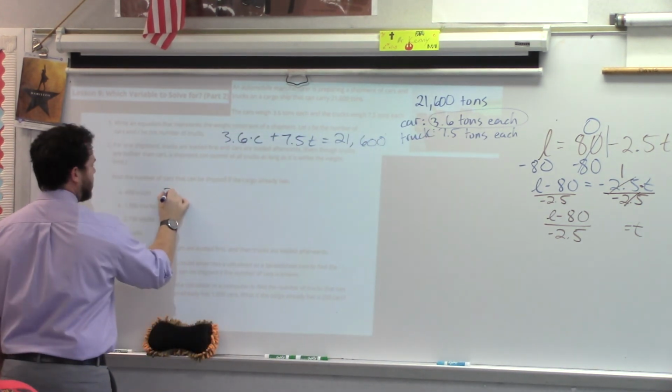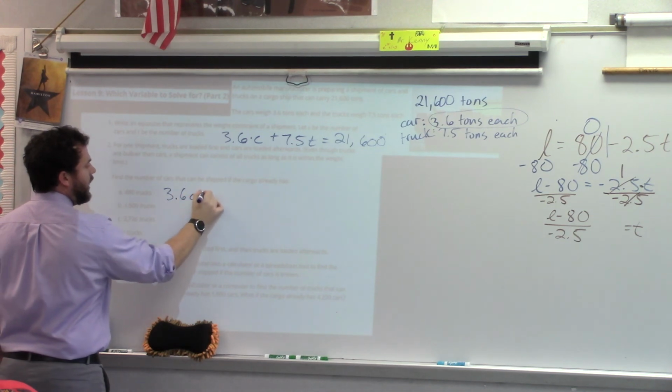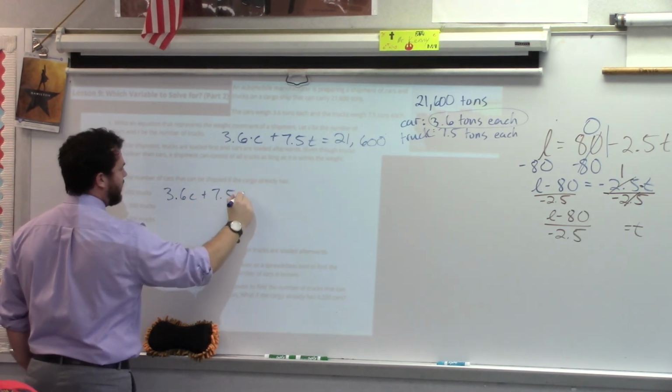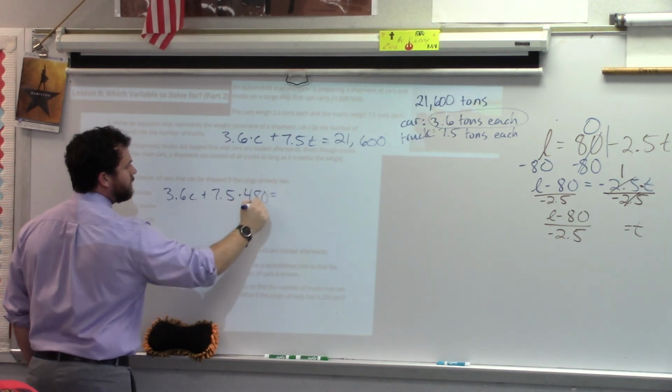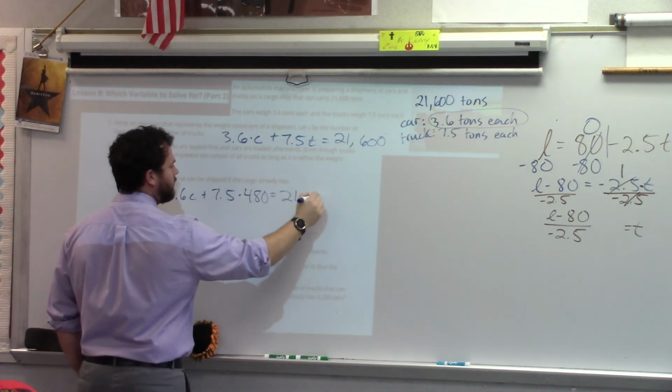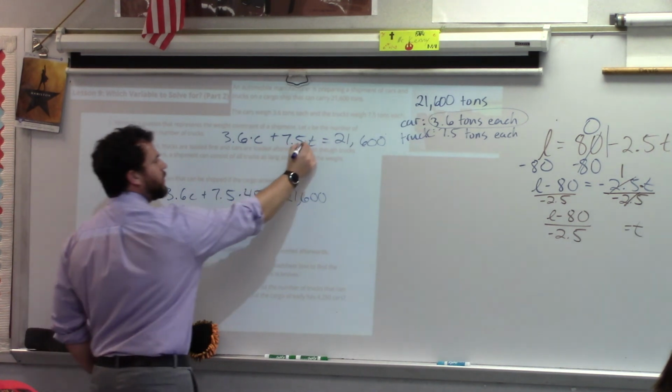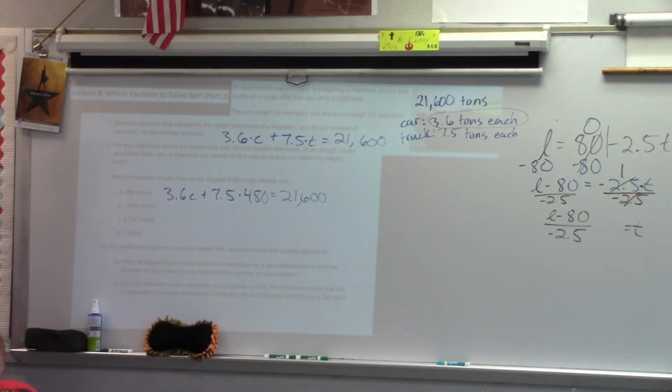Equals 21,600. Terrence, why is Matthew multiplying 7.5 times 480? Because it's tons of each truck. Well, we already knew that up here. That's why we did 7.5T. So why is it 7.5 times 480 now? You could help yourself when you pay attention when Matthew explains it. Okay, Brandon, do you know why?